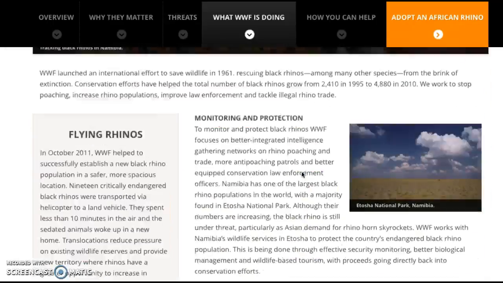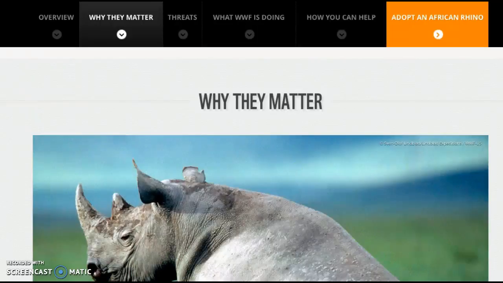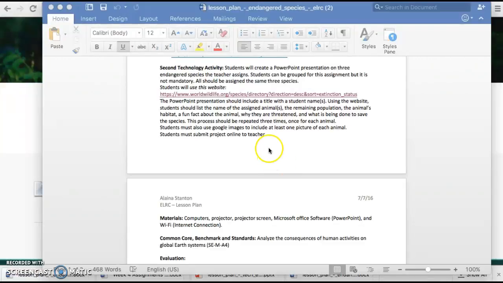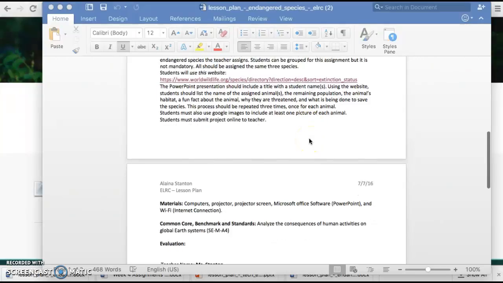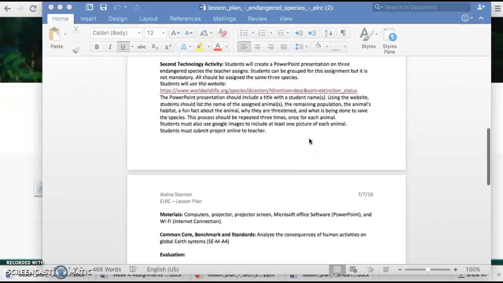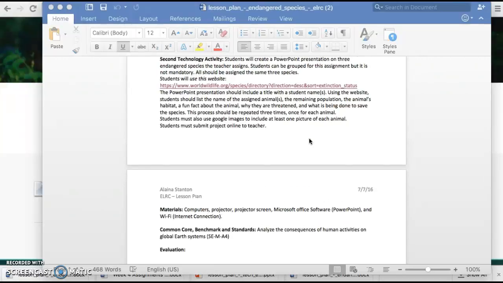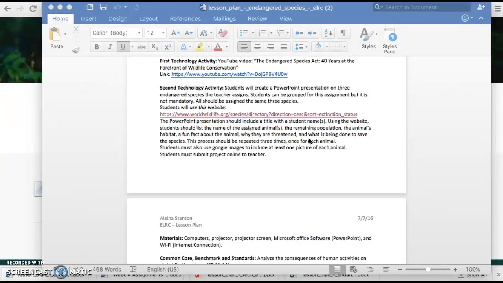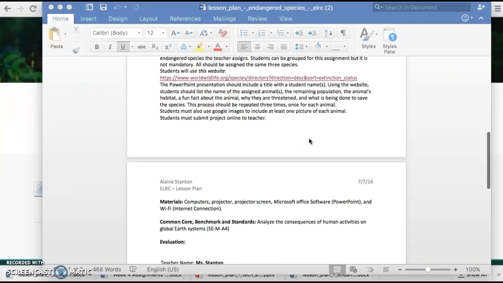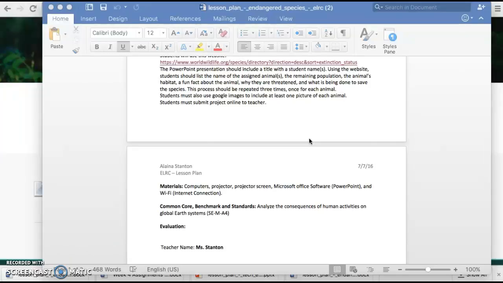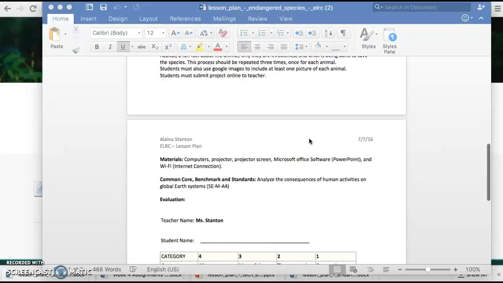So this website is really straightforward. Everything that's asked for in the assignment, such as the name of the animal, why they're threatened, what's being done to save the species, remaining population, and habitat, is all on the website. So it's easy to knock out 3 species. I think an 8th grader could definitely do that in about 15 minutes, really, if they wanted to make it look really pretty and include an image of the animal for each slide.